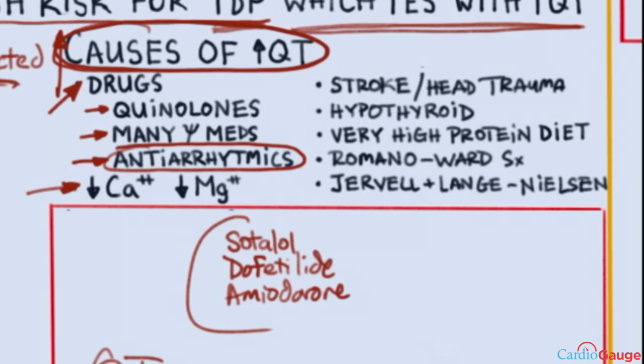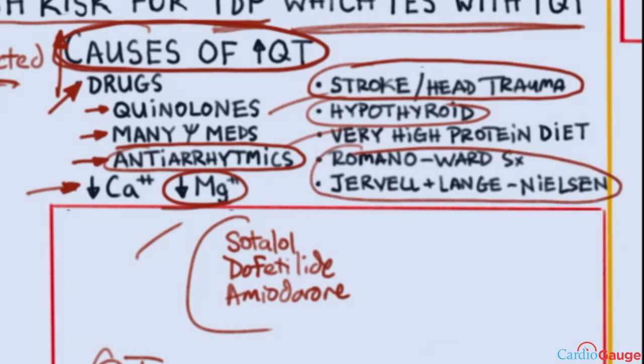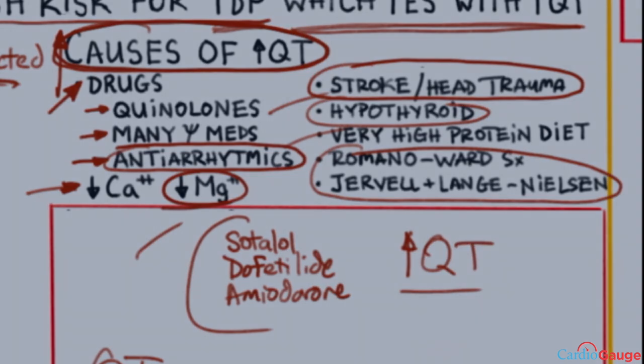Then low calcium and low magnesium. Anything going on in the cranium, so strokes, head trauma, subarachnoid hemorrhage, subdural hematoma, those can cause long QT. Hypothyroidism, very high protein diet, and then a couple of congenital conditions, Romano-Ward syndrome and Jervell-Lange-Nielsen syndrome can do it. So when you see long QT, you've got to think, why is that happening and what should I do?